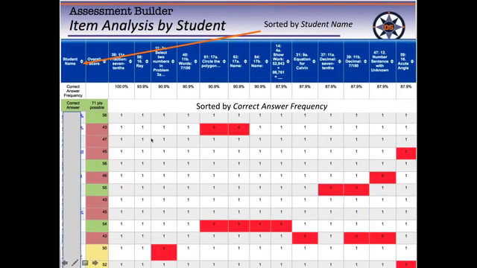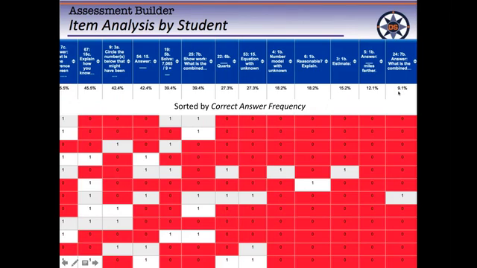Now this is the same thing. It's an item analysis by student, but it's sorted by student name, and then it's also sorted by correct answer frequency. So instead of having question 1, 2, 3, 4, 5, 6 across the top, I've got this question. It's question number 38. 100% of my students answered that correctly. Question number 58, 93% or 94% of my students answered that correctly. 90%. So this puts the questions in order from the ones that they did really well on, all the way down to the ones that they did really poorly on.